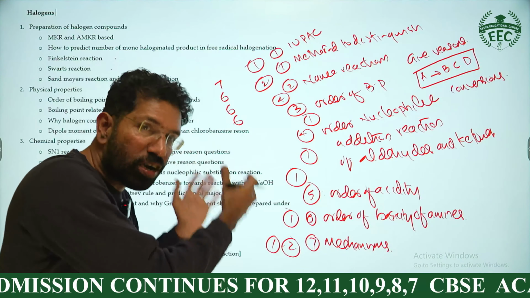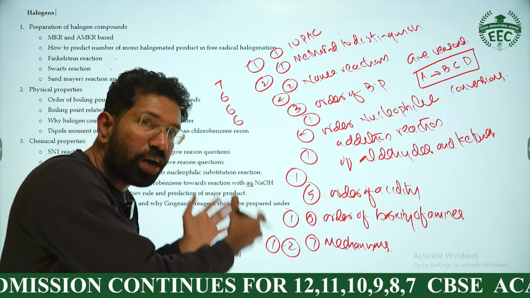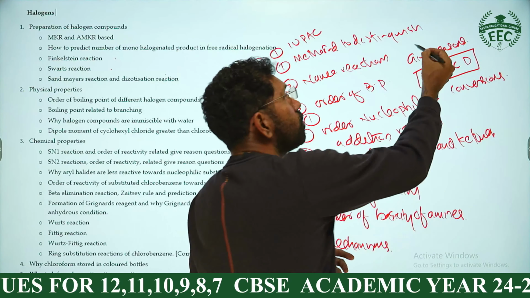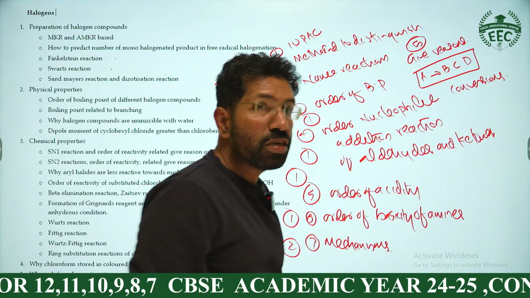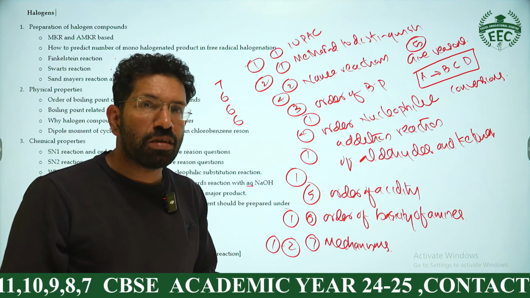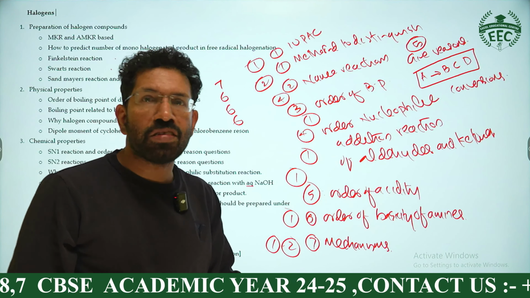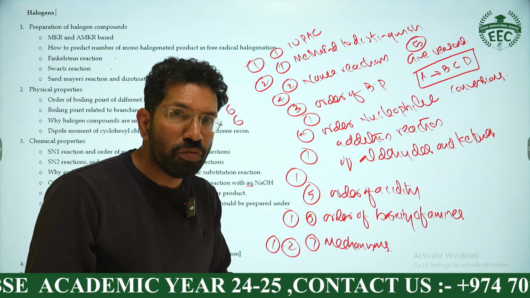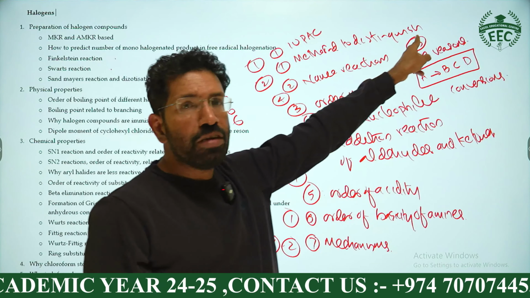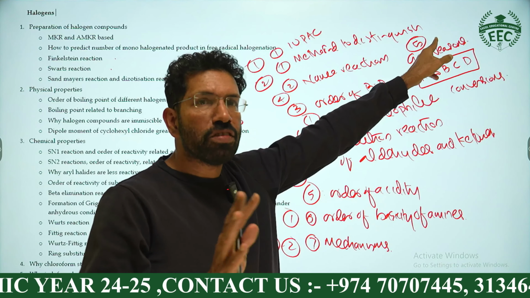Mechanisms are written in this chart, you can go through it. And another one, identifying give reason. Give reason questions, you will get 5 marks sure. We already sent a give reason paper today. Updated give reason questions are there in the group. You can go and check. 5 marks give reason, sure.